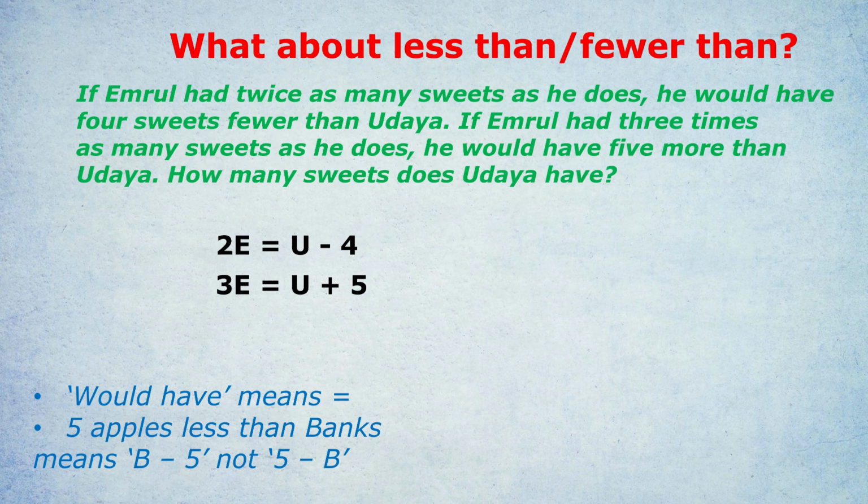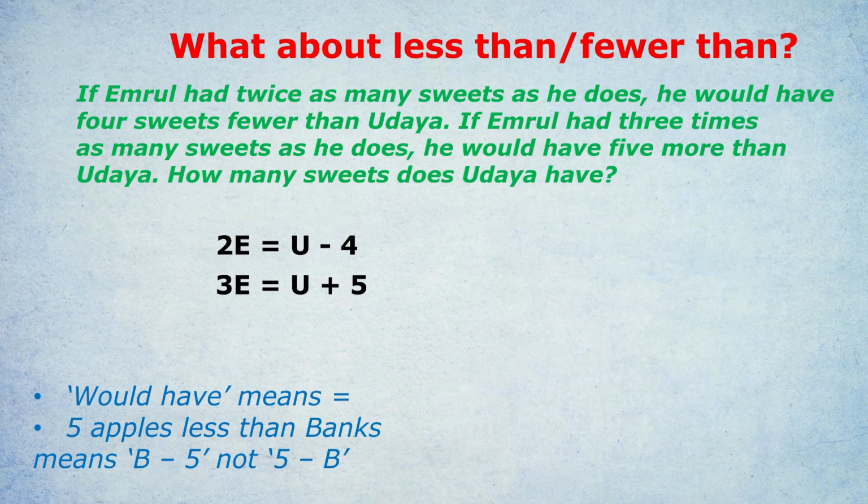I just really don't like that substitution method here. I think elimination is far better. But how do we eliminate? Because one of them is 2e and the other one's 3e. Elimination involves making them the same number.